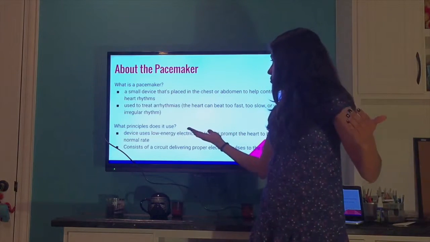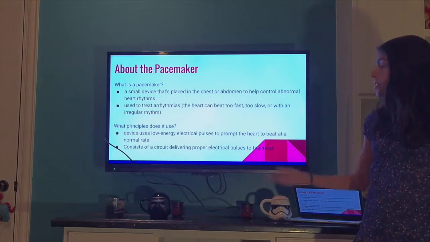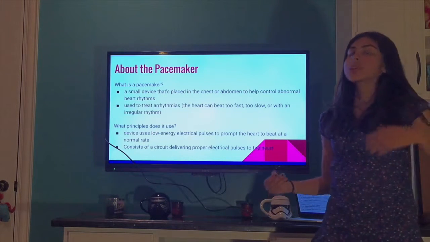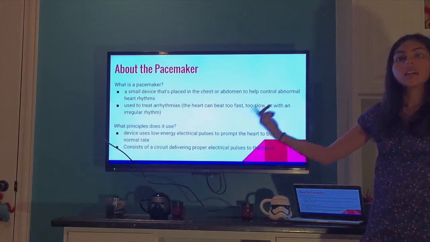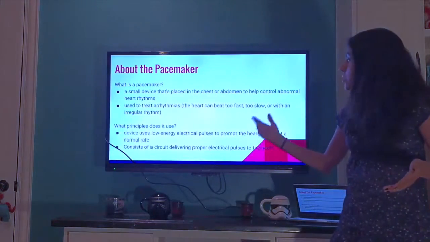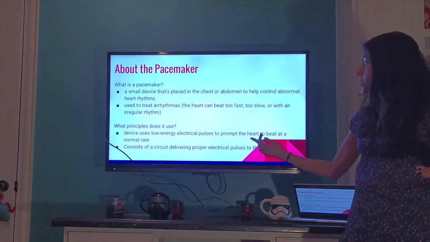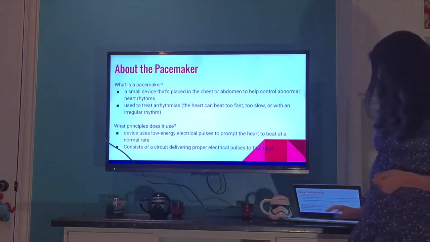When we use physics, we are essentially using low energy electrical pulses to prompt the heart to beat. So we're going to be replacing the irregular heart pulses with these electrical ones. And the way that we give these electrical pulses is by delivering them in a circuit in the heart.